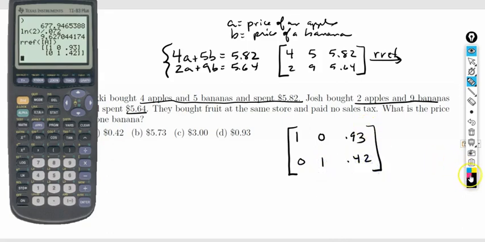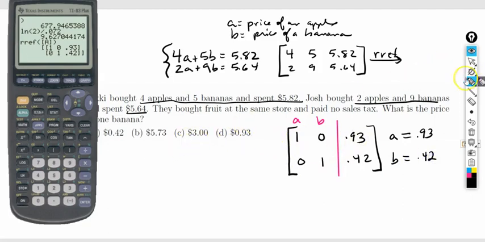So now we go back to a system. So that's where the equal sign is going to be. Before we were working with x and y, now we're working with A and B. So this first row tells me 1 times A plus 0 times B equals 0.93. The second row tells me 0 times A plus 1 times B equals 0.42.